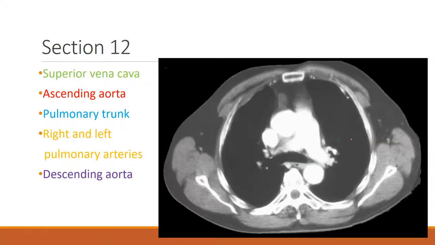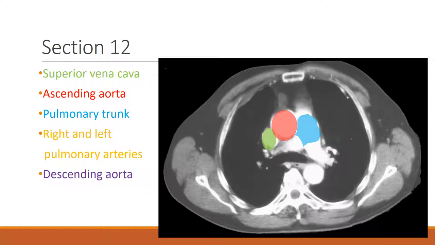All right, for section 12 here. Now we're getting really close to the heart itself, and we're seeing all the major vessels at the base of the heart. Remember that wide upper part of the heart where all the vessels come out is the base. So here we've got the superior vena cava. It's still in the same spot as it was in the previous image. Right next to it is the ascending aorta. Right next to that is the pulmonary trunk. Remember that artery that leads to the lungs.